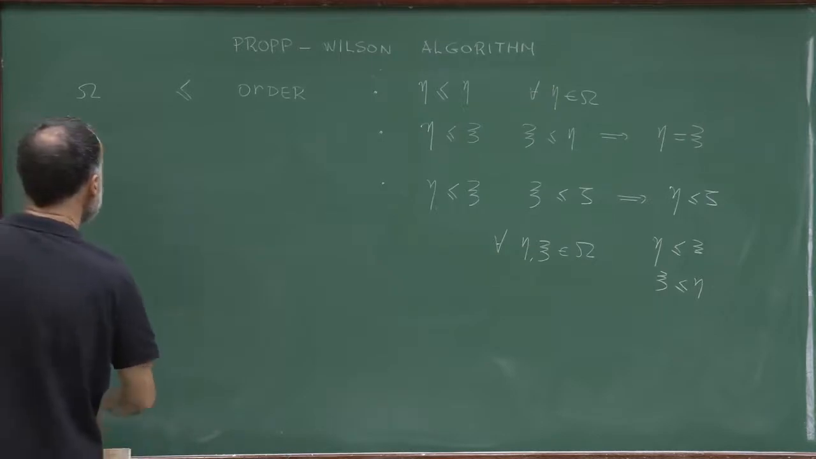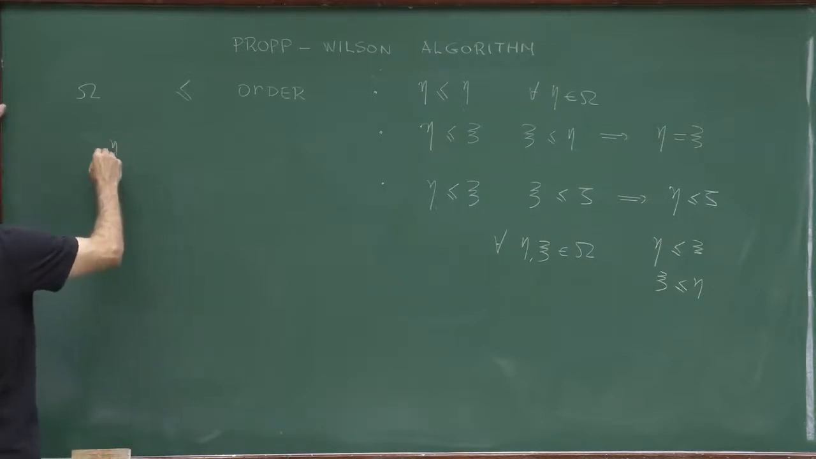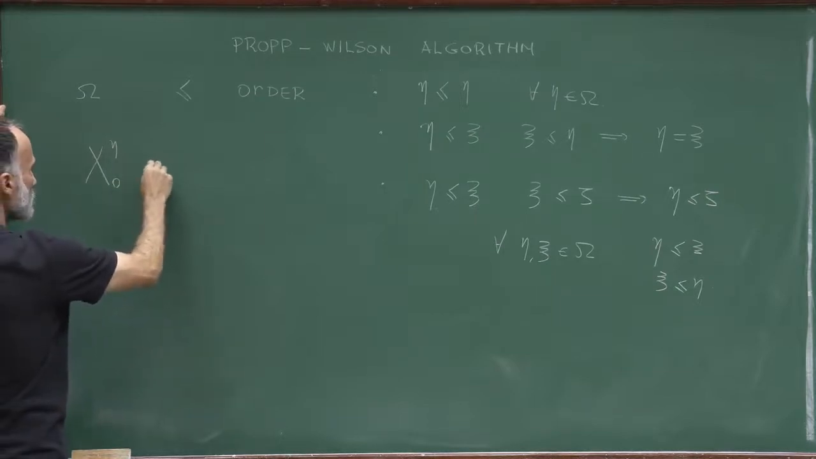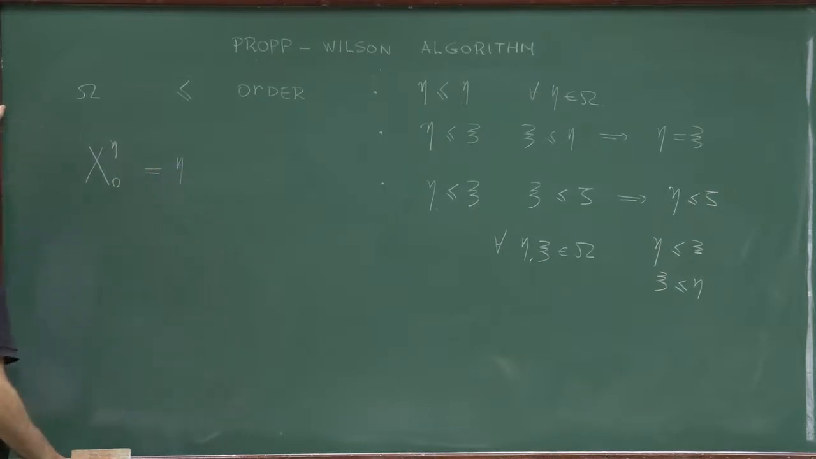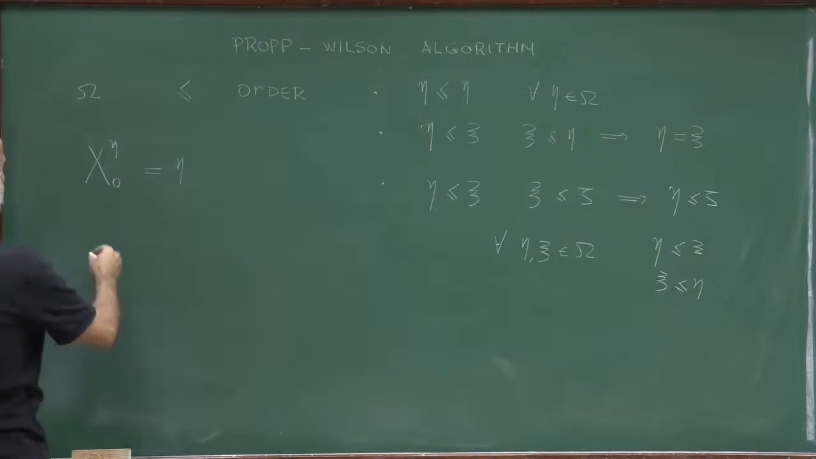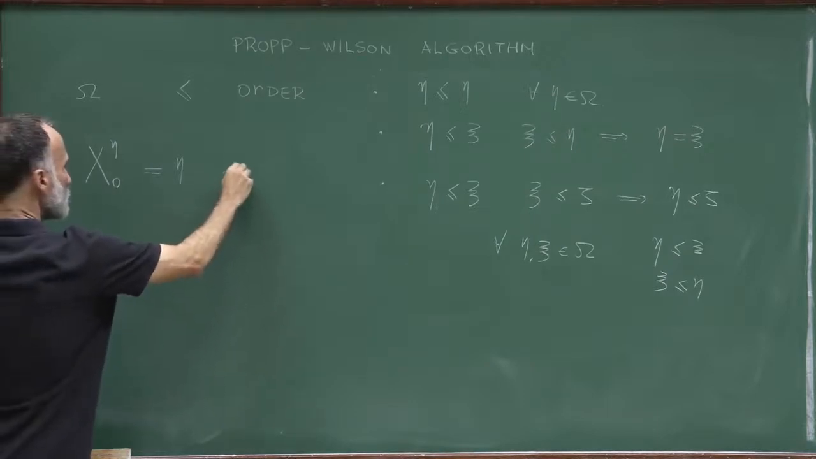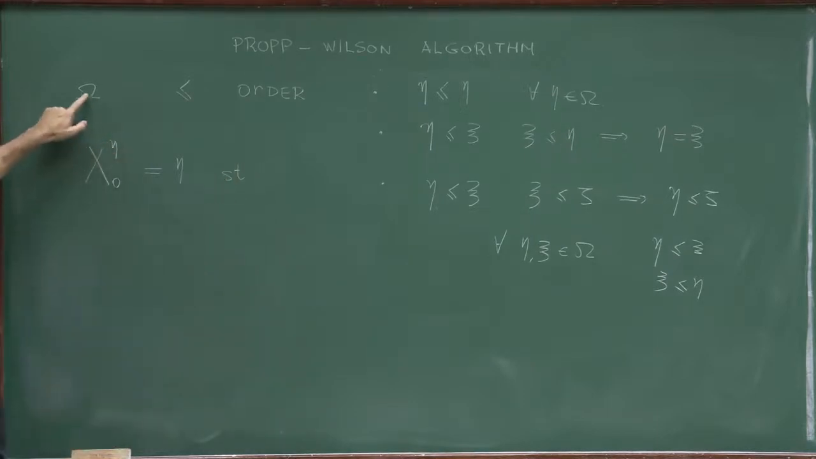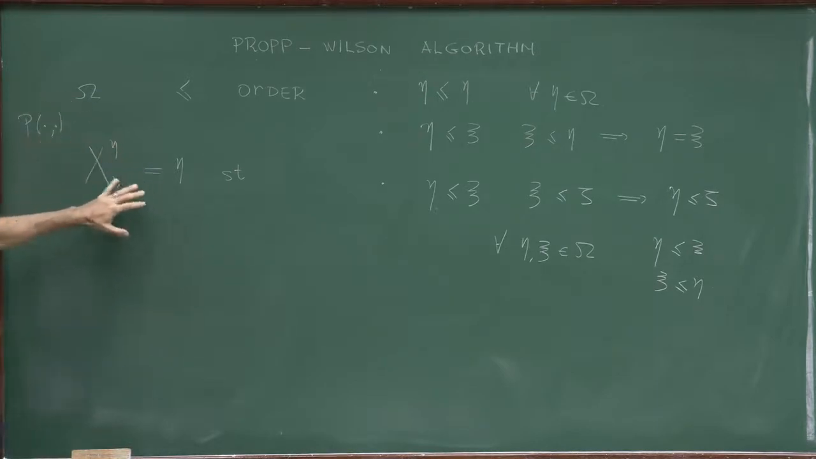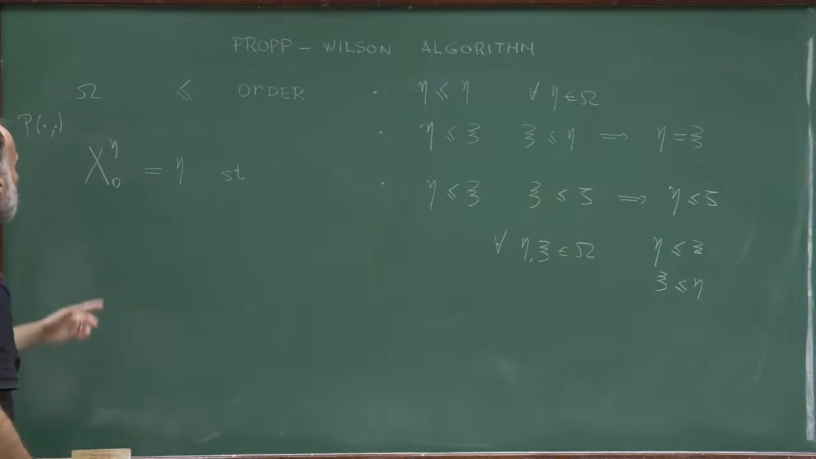I want, for each configuration eta in omega, to define a Markov chain which at time 0 is equal to eta. So I have a Markov chain with a transition matrix P, and I want to define couplings of this Markov chain with the following property.